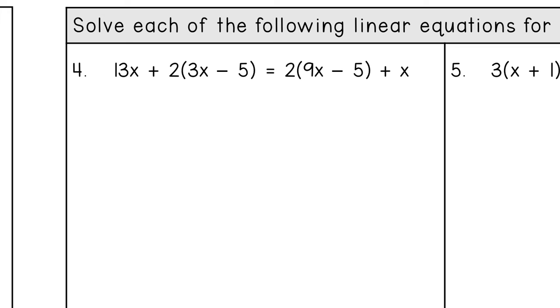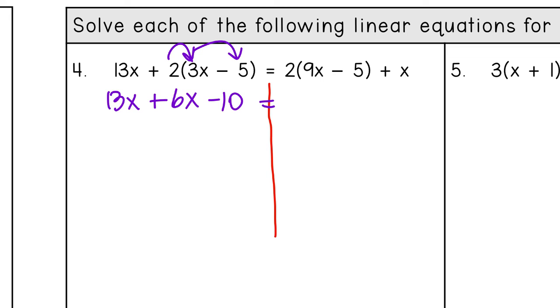Okay, so I would start the same. So I would do a line here. This 13x is too far away, but the 2 we can distribute. So that'll be plus 6x minus 10 equals.